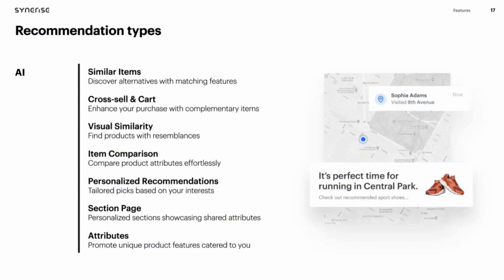Item comparison is specifically used when you would like to compare products with a vast number of attributes. In some electronics it would be a fine idea to consider. And then last but not least, personalized, as I mentioned, is at the top of our recommendation types, along with the section page and attributes.